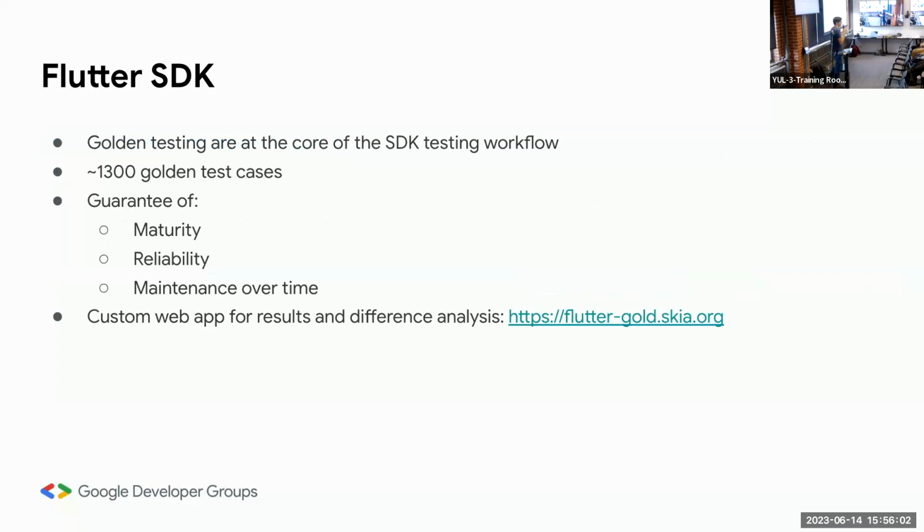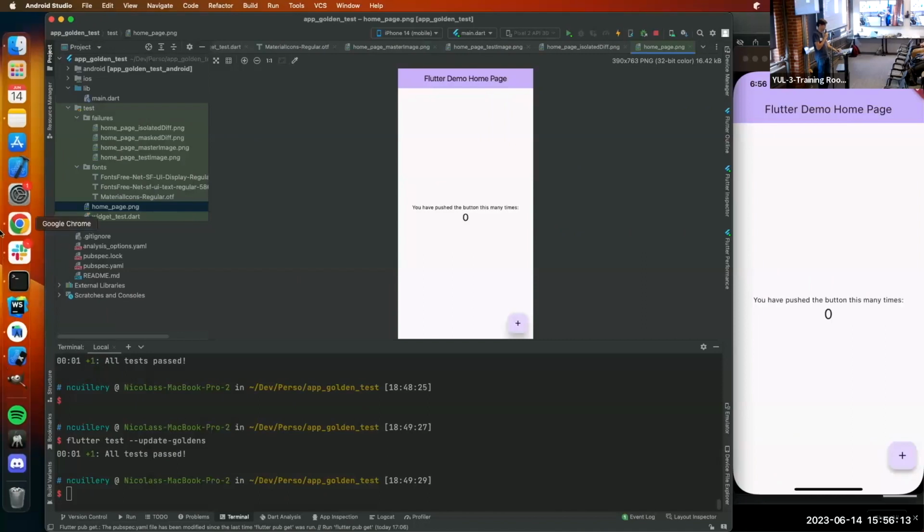The Flutter SDK itself is using golden testing, like heavily. There are more than 1,000 test cases in the Flutter SDK itself. You can see that on GitHub.